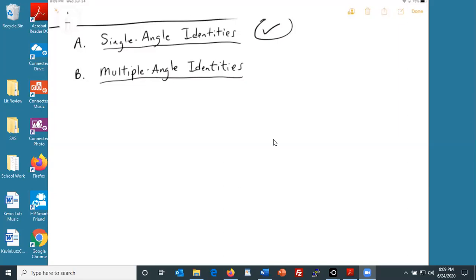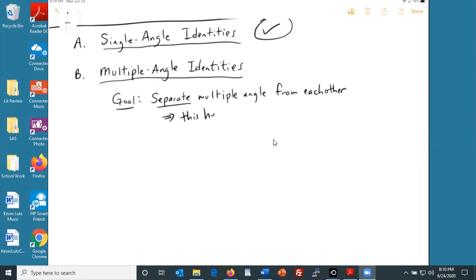Okay, so the goal here is to separate multiple angles from each other, because doing this helps to simplify.